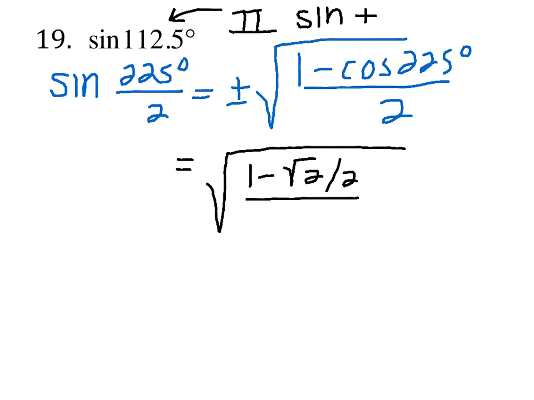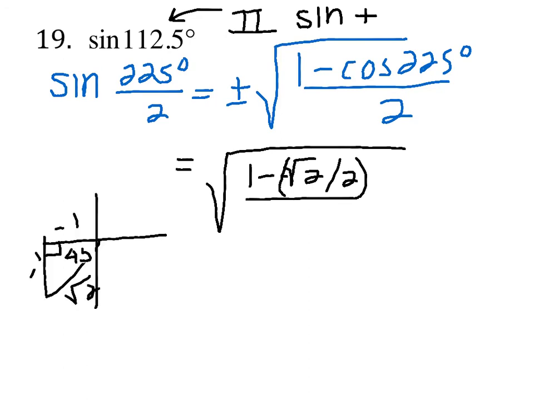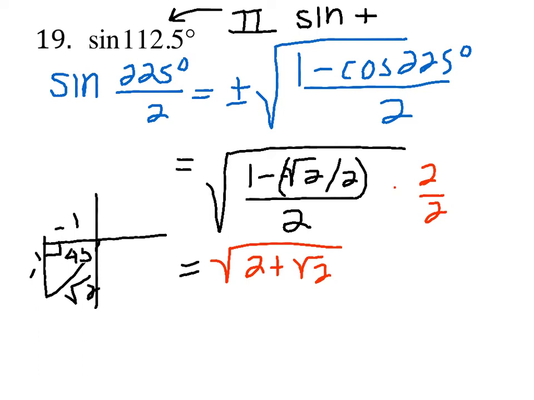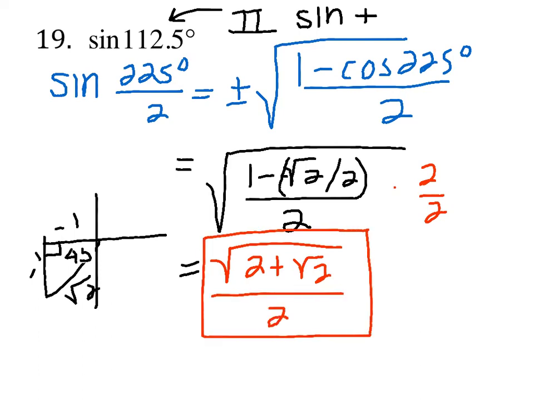I know that cosine of 225 is in quadrant 3 and it's 45 degrees. So I drew out that triangle over here. I know the cosine would be negative 1, because that's the adjacent side, over radical 2, or negative 2 radical 2 over 2. So I am once again going to multiply by 2 over 2. So I get the square root of 2 plus radical 2 over radical 4, which is 2. So this is our final answer.